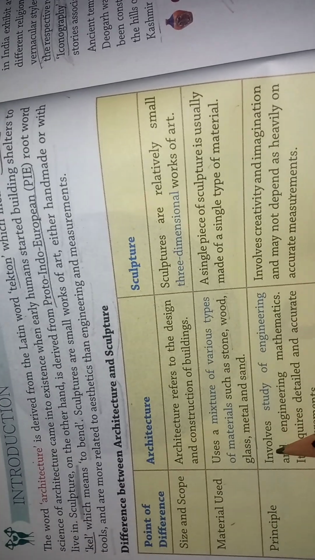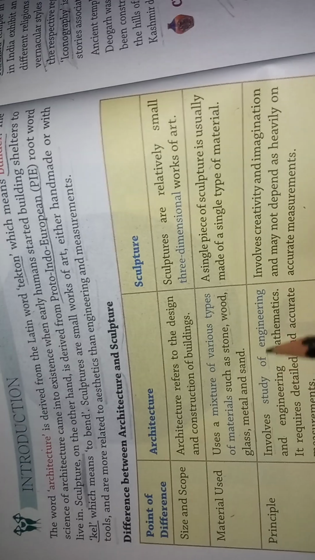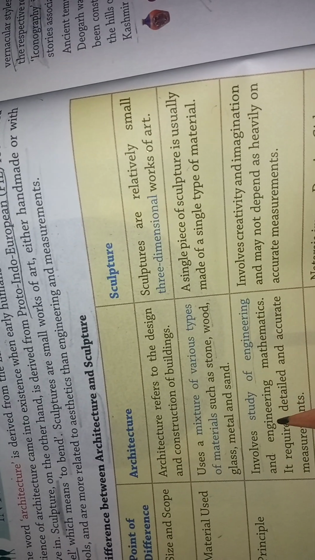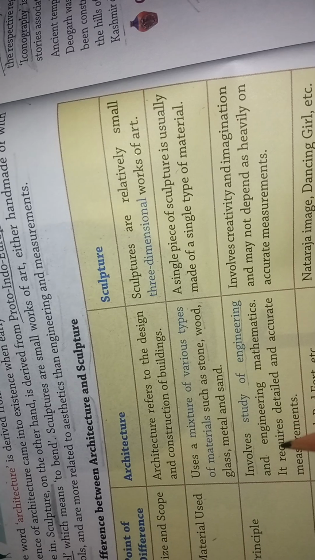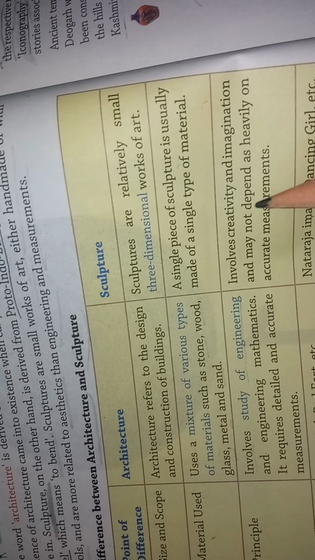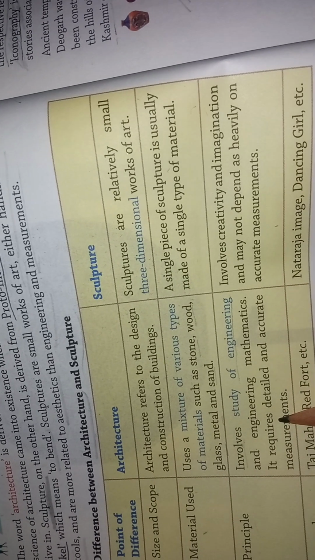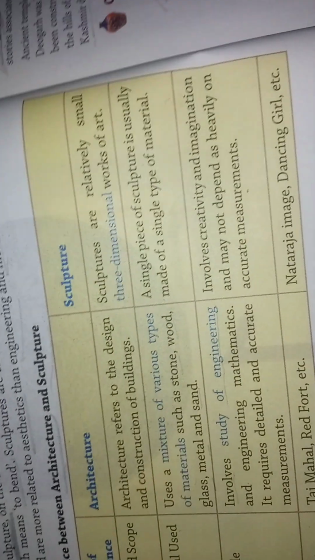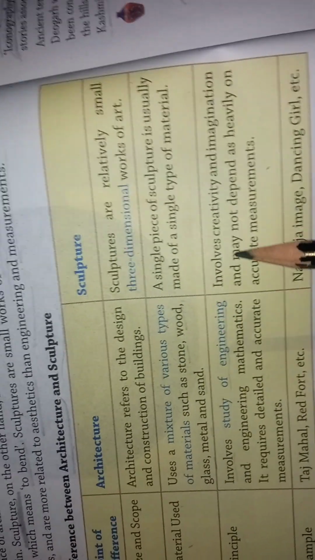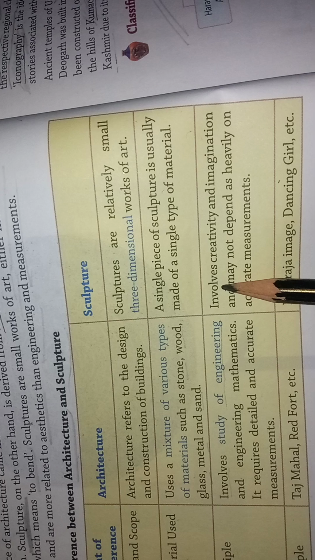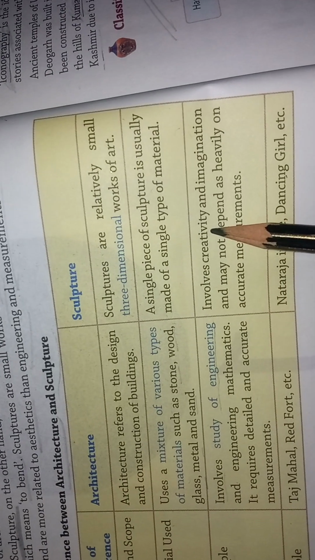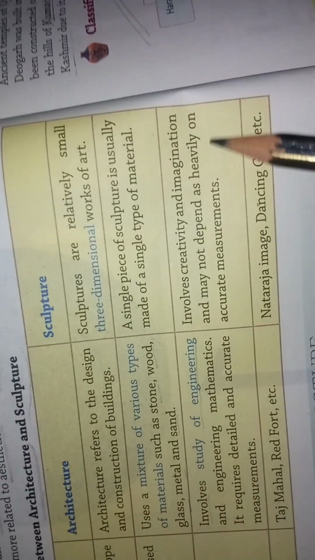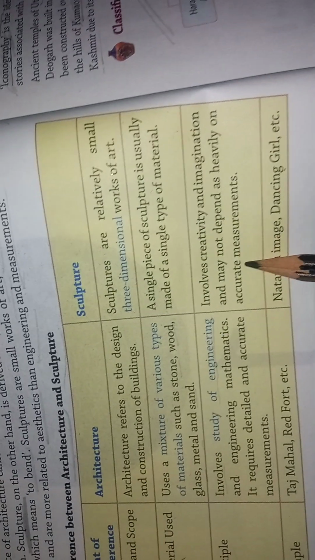Principal things. Architecture involves the study of engineering and engineering mathematics. It requires detailed and accurate measurements. Sculpture involves creativity and imagination, and may not depend as heavily on accurate measurements.